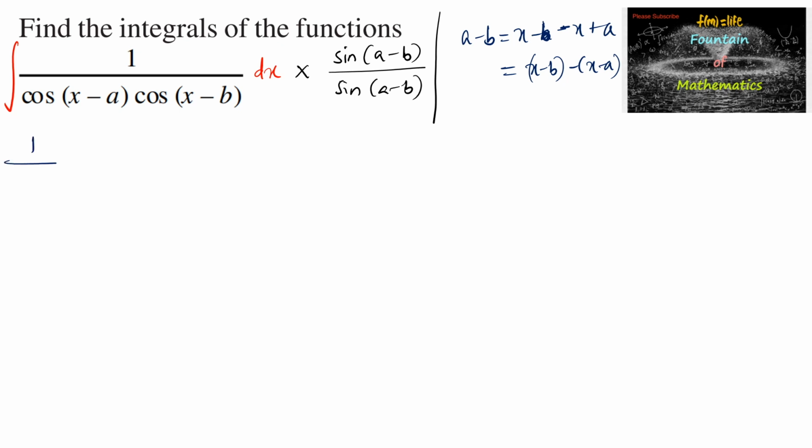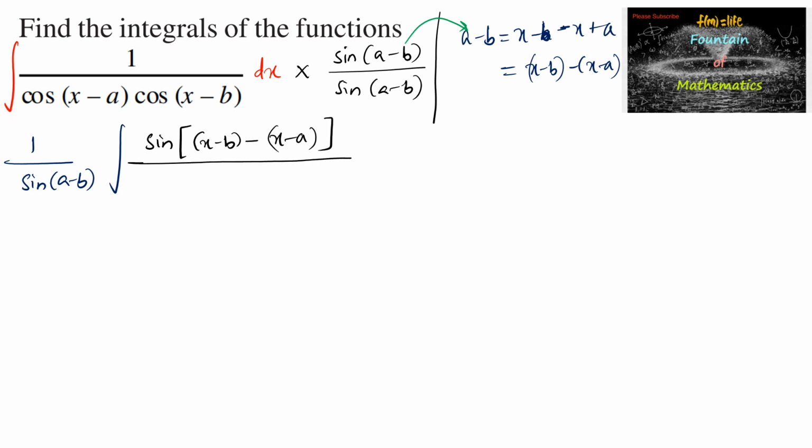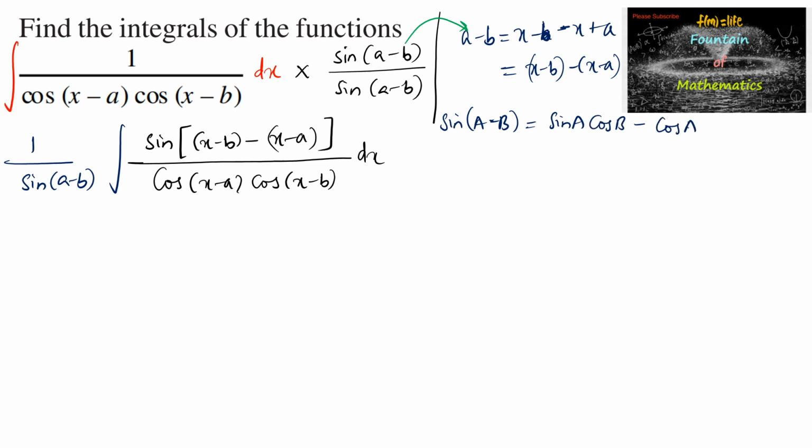So here 1 upon sin of a minus b, which is constant, I can take outside, integral of sin of a minus b. The sin of a minus b I can write as sin of x minus b minus of x minus a divided by cos of x minus a into cos of x minus b dx. And also we know that sin a minus b is equal to sin a cos b minus cos a sin b.